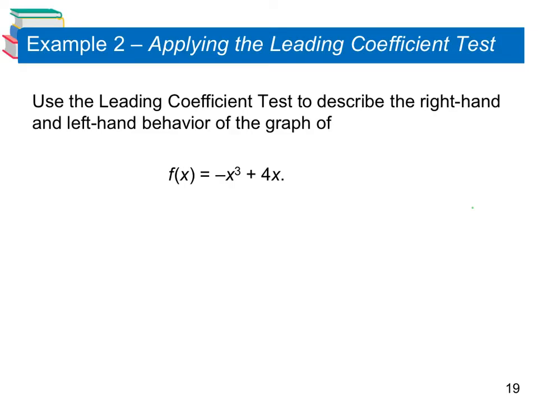All right, so here we have an example. It says use the leading coefficient test to describe the right hand and left hand behavior of the graph. So we're only looking at our leading coefficient, our highest x term. So we're looking at this negative x cubed. What does the cubed part tell us about our graph? Is it going to go in the same direction or opposite directions? Opposite. So it's odd. So it goes in opposite directions.